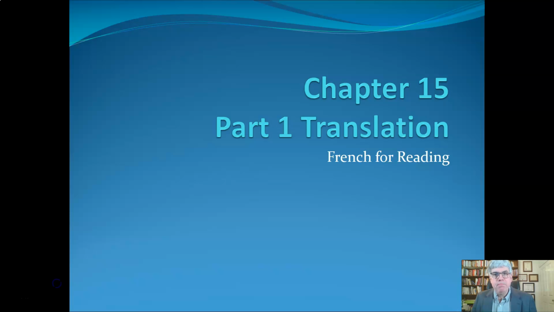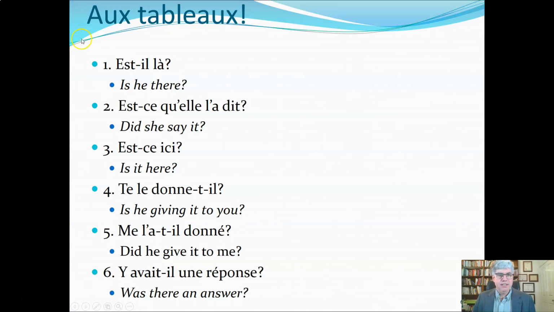Chapter 15, Part 1, Translation. Here we have the question, "A-t-il là?" and that we have the subject inverted, that is after the verb, and we can translate this as, is he there? Or is it there? Depending on how we're going to translate "il".